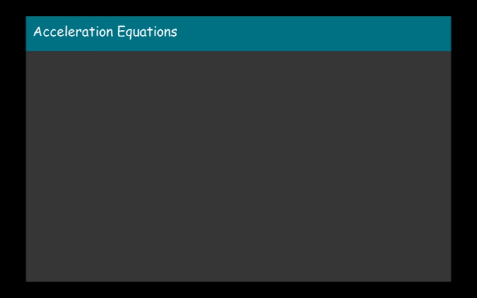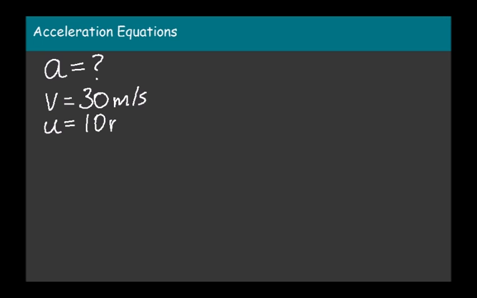Let's look at how we can find the acceleration of the object if we know the final velocity, the initial velocity, and the time. So let's give an example where we're trying to find what the acceleration is, but we know that v is 30 meters per second, the final velocity, if it's initially traveling at 10 meters per second, and the time that takes is 4 seconds.